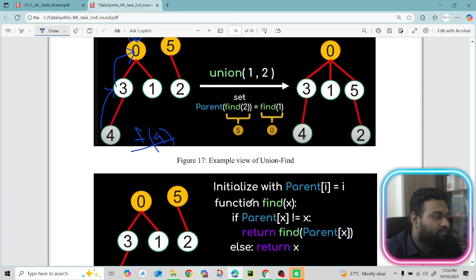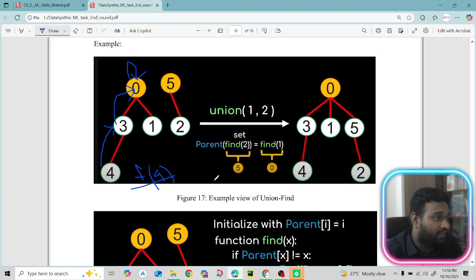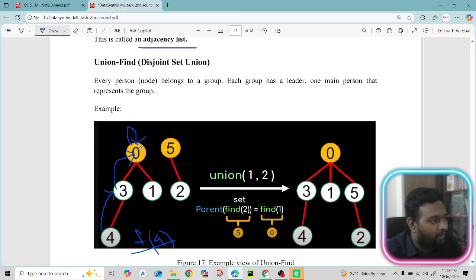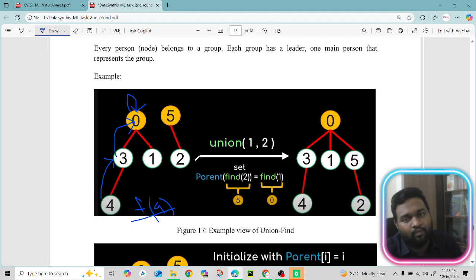And if I come to the union, in the union we are going to merge these two trees. So how do you do that? It's very easy. We take the smaller tree and merge it with the larger one. But this is a very easy task.